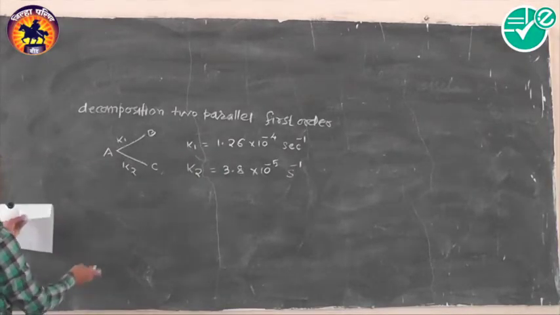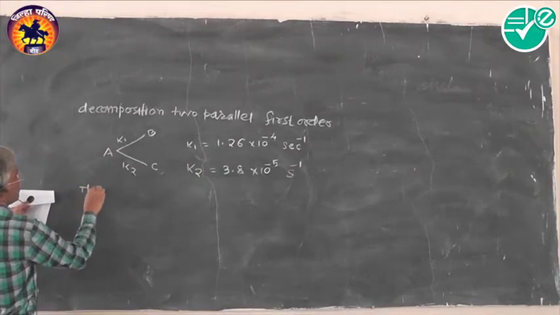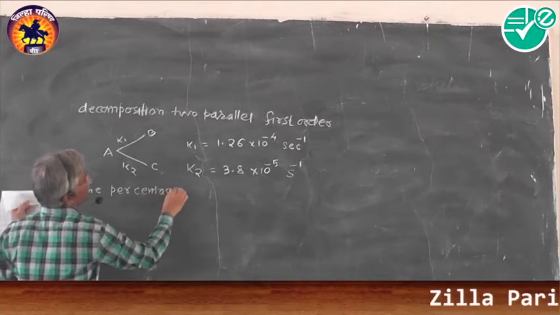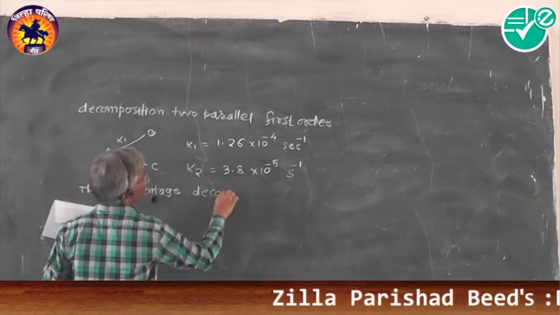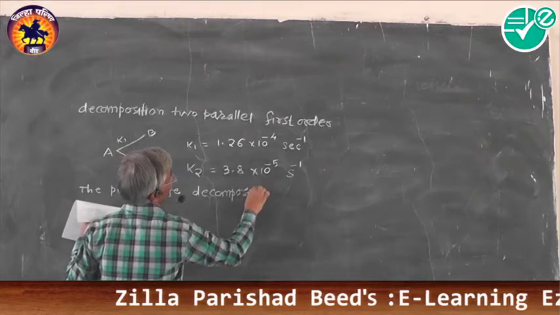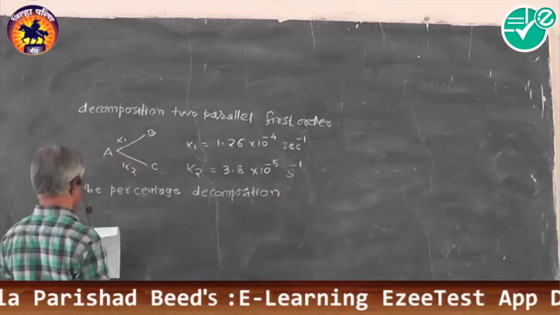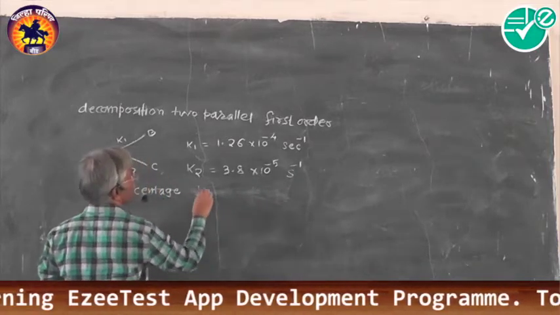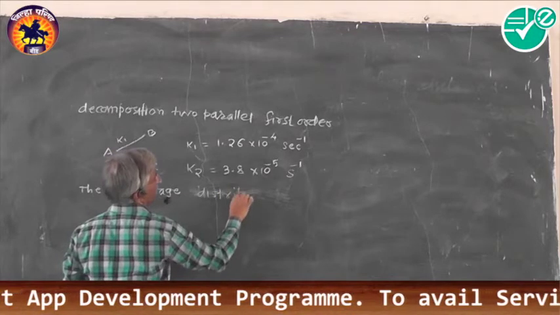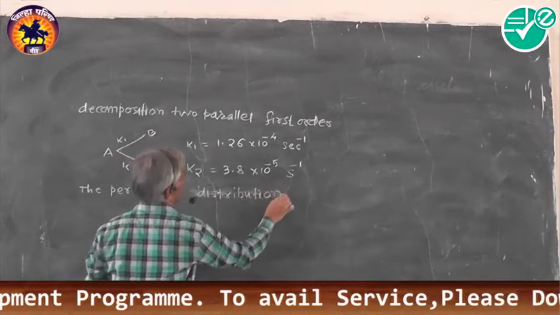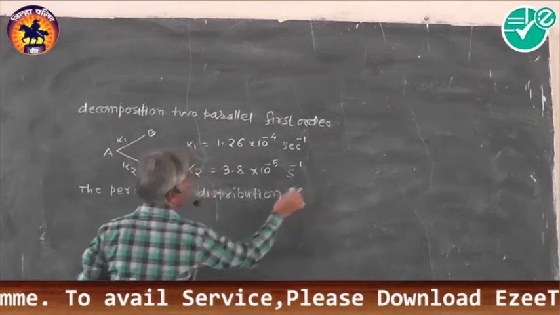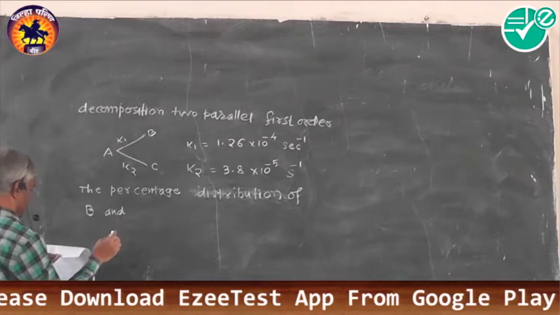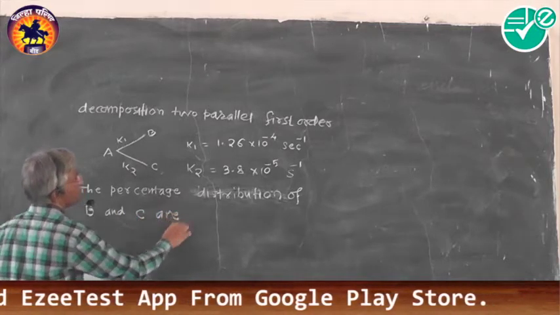Now the question they are asking: the percentage distribution of B and C are in the proportion.